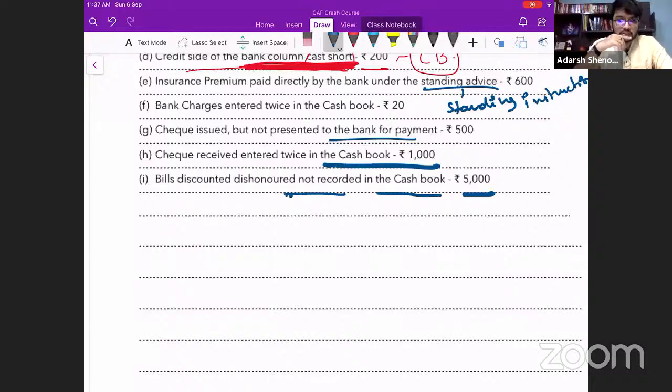Okay, coming back to this: bills discounted, dishonored, not recorded in the cash book. Now, I told you yesterday, if you are going to discount a bill with the bank, the banker is going to call you to his cabin, the manager, and he's going to talk about two things. What were the two things? One, he's going to tell you, sir, what is my income out of this? What do I get? The answer is the discount amount. He will not give you the whole bill's face value right now. He will discount it and give you a lesser amount than the face value of the bill.